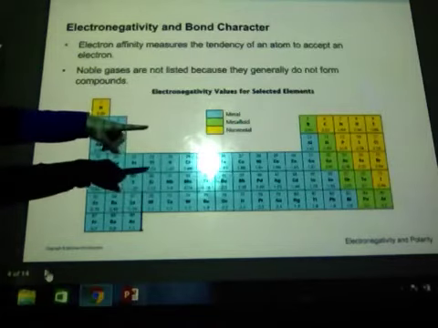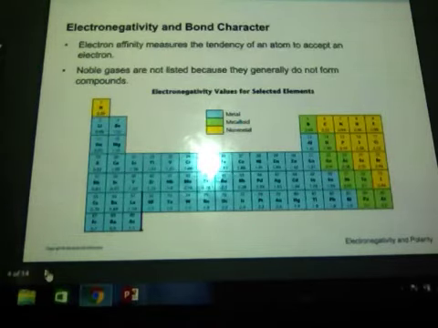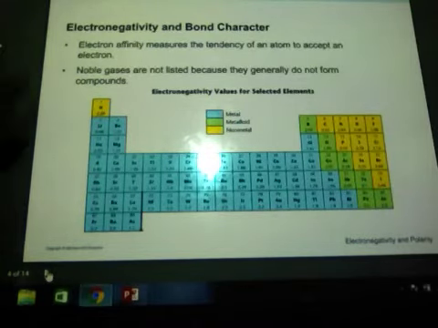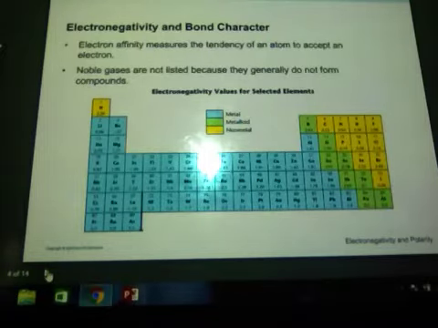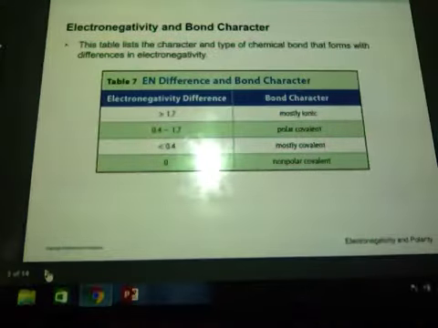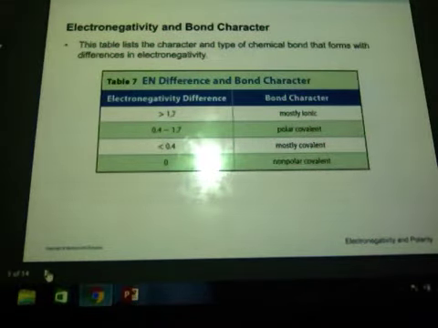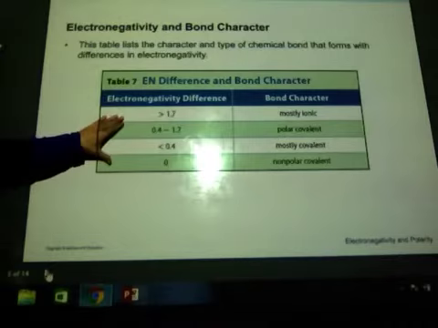Notice on this periodic table it doesn't even have your noble gases on it. It stops with your halogens at group 17 because noble gases generally don't form compounds. Xenon was on one of the practice problems that we did. Xenon can combine with something, but it's typically going to happen in the lab, and it's going to be forced to happen. It's not going to just happen on its own. So this table, we will use today when we're doing the little activity that we do.